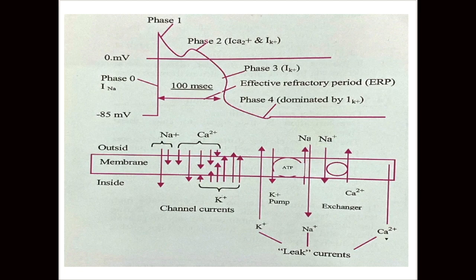Here we are going to see the role of all these channels in the myocardial action potential. This basically is the action potential of the ventricular myocyte, and this sort of action potential is also seen in the Purkinje fibers. So you can see that in total there are 5 phases: phase 0, phase 1, phase 2, phase 3 and phase 4.